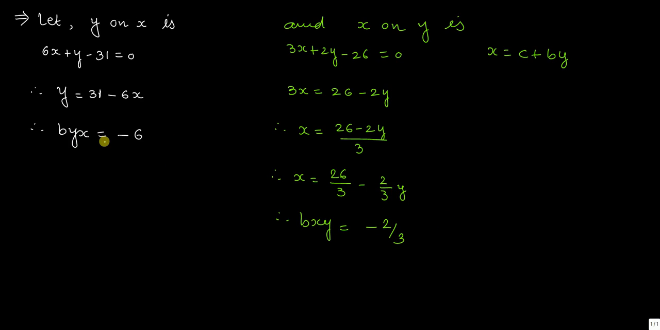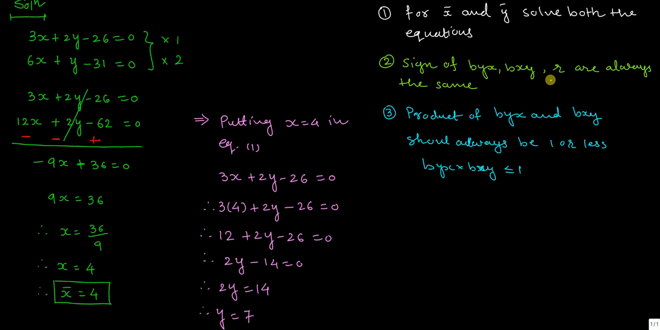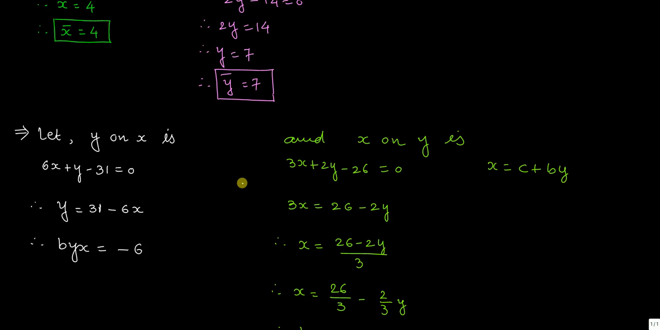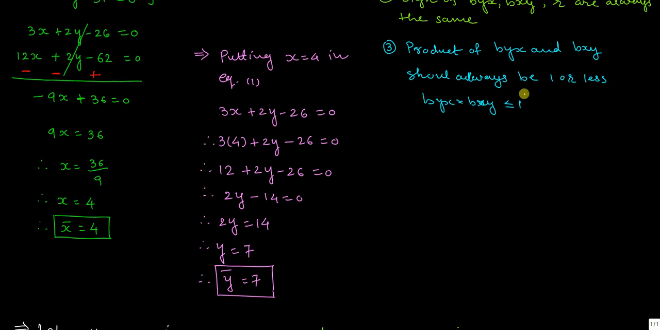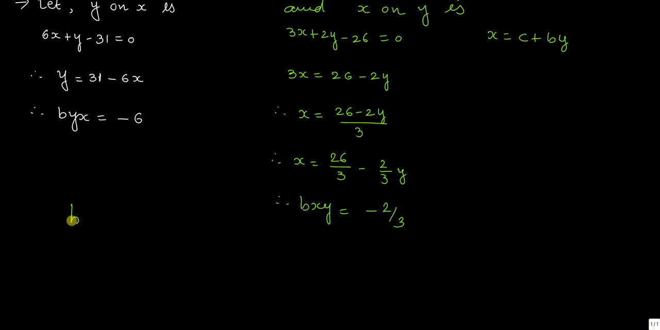So now the answer seems right, but I told you the condition that the sign of both regression coefficients should be equal. Both are negative, so the first condition is satisfied here. But the product should be 1 or less. So let us multiply: byx into bxy equals minus 6 into minus 2 by 3. Minus minus is plus, 3 2s are 6, 2 2s are 4, and 4 is not less than 1. It is greater than 1.